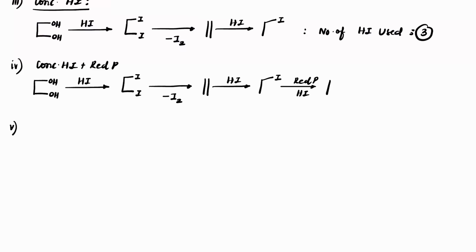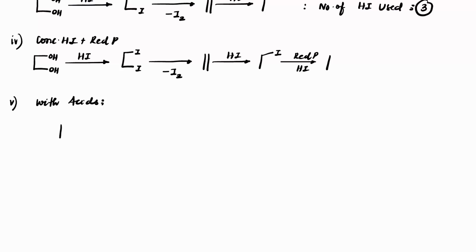Next, reaction with acids. For example, if you have glycol and we react this with CH3COOH in the presence of H plus and heat, you know that this is esterification. So you'll get O, C double bond O, CH3, one ester above and one ester below. So this is the ester formation which you will get.